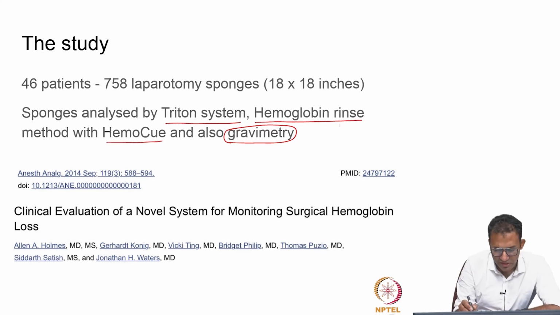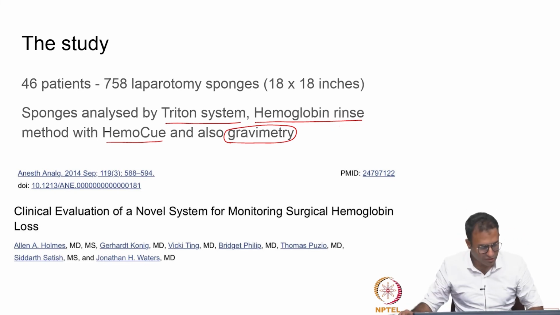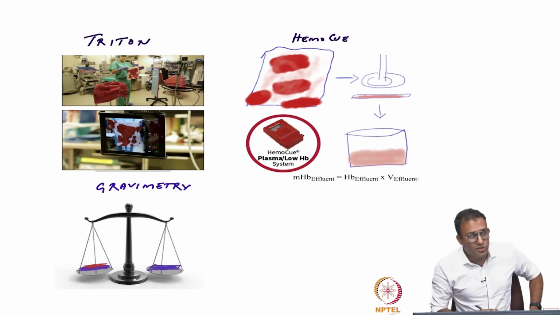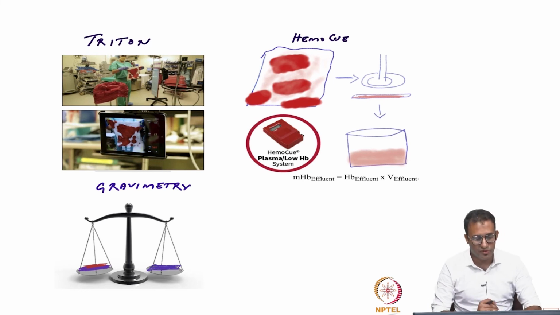The gold standard method definitely is a very time-taking method, and that is the problem which Triton is trying to solve. Because time is of essence here. When a patient is losing blood, you don't want to take 2-3 hours to try to estimate the amount of blood loss. So we'll be looking at all the methods one by one.